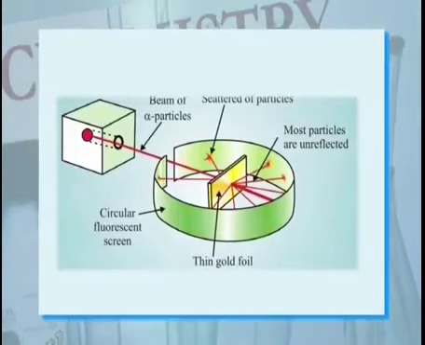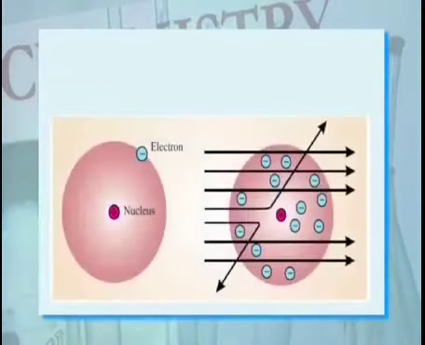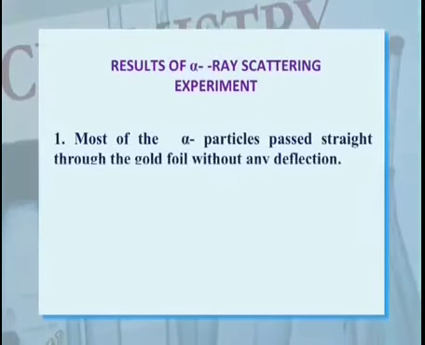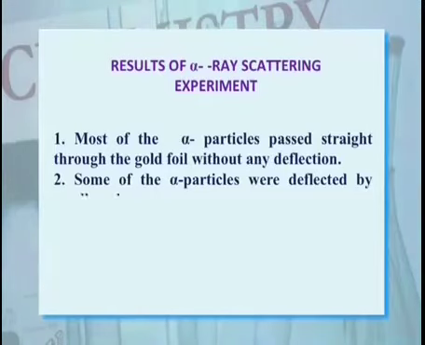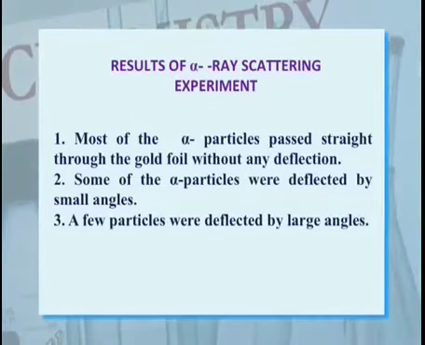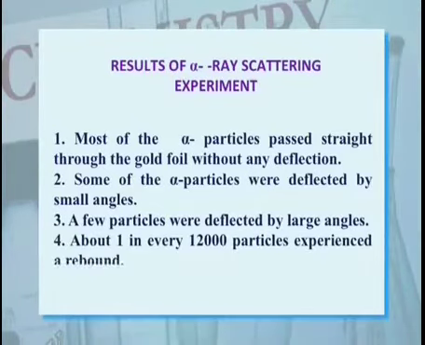The results of alpha ray scattering experiment. First, on the basis of this experiment, Rutherford concluded that most of the alpha particles pass straight through the gold foil without any deflection. Some of the alpha particles were deflected by small angles, a few particles were deflected by large angles. About 1 in every 12,000 particles experience a rebound.